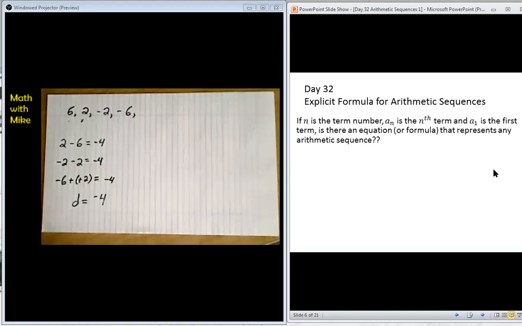Now, this is where it gets a little mathy. We might have an n showing up, right? So instead of there being the first term or the second, we might just talk about some general random term there.